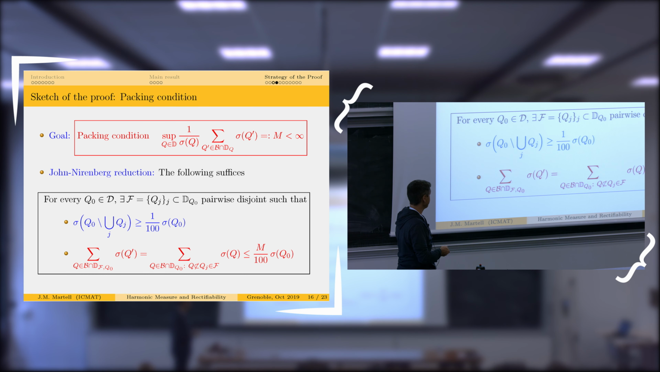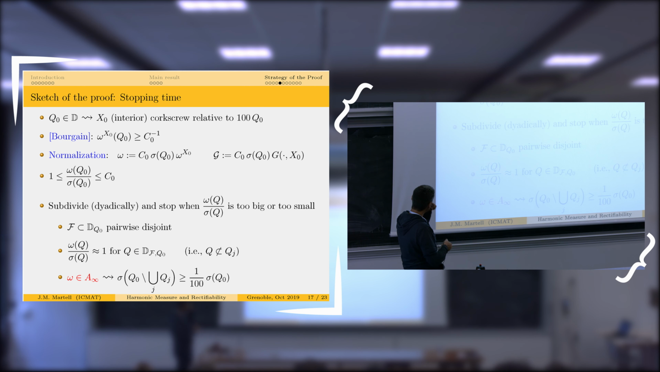It's very elementary. Okay? So then, remember, I want to show a packing condition. I'm reducing the matter to showing a packing condition, but for some cubes that have good properties. And now I have to pick those cubes. So my point is that I need to pick a family having this property and this property for which things are correct. Okay? All right. So let me now fix a dyadic cube. And because I have the interior corkscrew condition, I'm going to call X naught, say, a corkscrew point relative to Q naught.